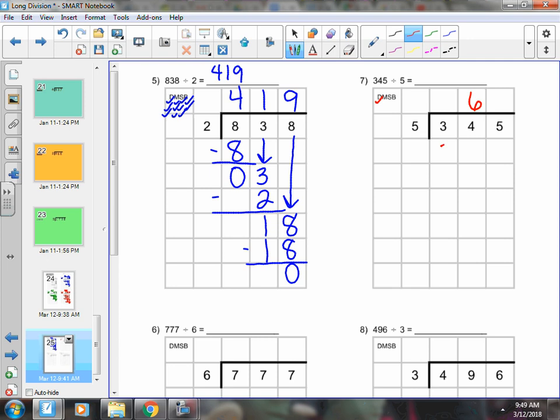Multiply. 6 times 5 is 30. That was as close as we could get to 34. Subtract. Bring down. How many groups of 5 fit into 45? 9 groups of 5, because I know my facts of 5. Multiply. 9 times 5 is exactly 45. Subtract. There's nothing to bring down. That's when you know you're done. You could write remainder 0, but it's really a waste of energy.